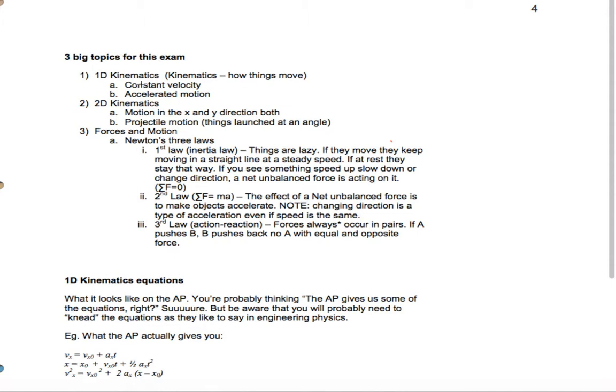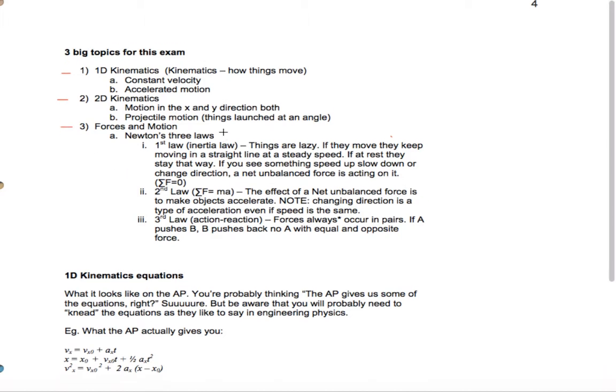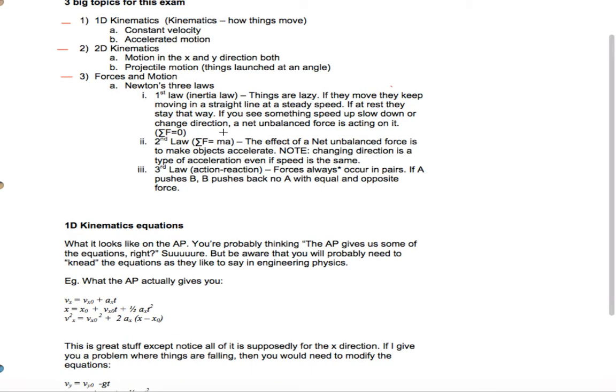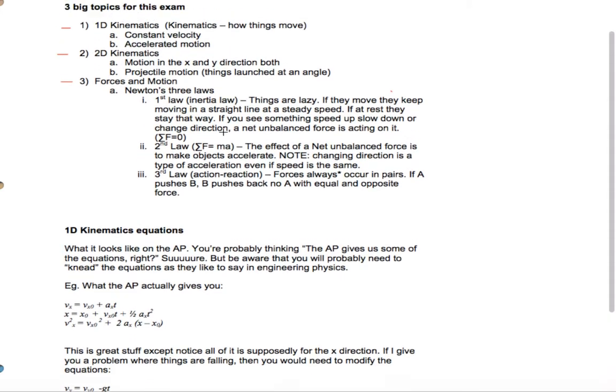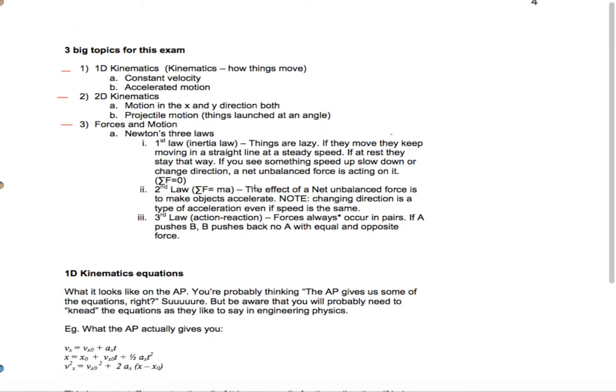So as you know, we're covering three topics: accelerated motion in one dimension, accelerated motion in two dimensions, which includes launching things off tables and doing projectiles, and then finally forces in motion that we're going to be taking a look at. I put some things in the study guide and I wanted to highlight some things that I thought might be helpful as I was writing the exam.